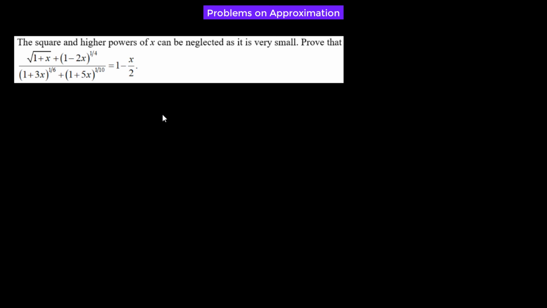So it's given in the question that the square and higher powers of x can be neglected as it is very small. Now we have to prove that the given expression is equivalent to 1 minus x over 2. So let us begin by first finding the approximate value for each of the given expressions. So we have the square root of 1 plus x. This can be written as 1 plus x raised to the power of half. Then we apply the binomial theorem. So we have 1 plus half times x. So this will give us 1 plus x over 2.